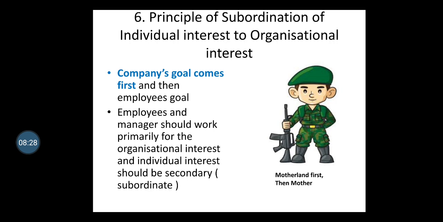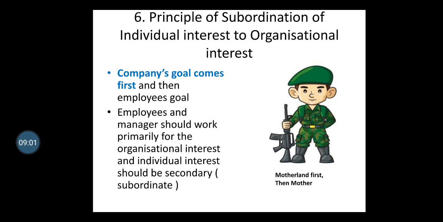Moving on to the next principle of subordination of individual interest to organizational interest. It can be also written in the exam as principle of subordination of interest, and thereafter the rest part can be explained in the write-up. The keyword over here is company's goal come first. That is company first and then the employee's goal. Yes, that's what Fayol says over here, that when the employees are working, they should primarily work for the organizational interest and then they should work for the individual interest. That is, their own personal goals should be secondary.